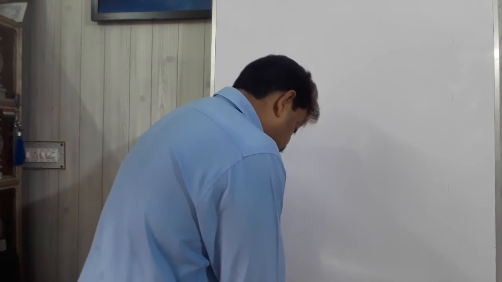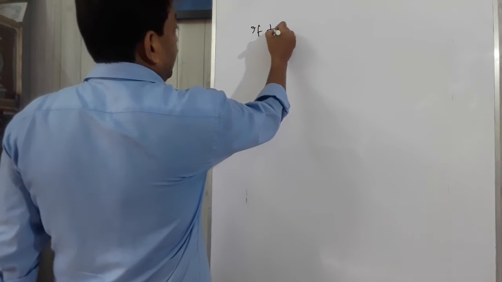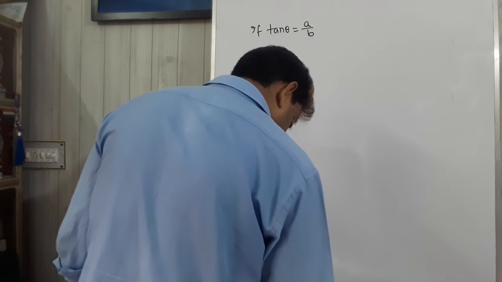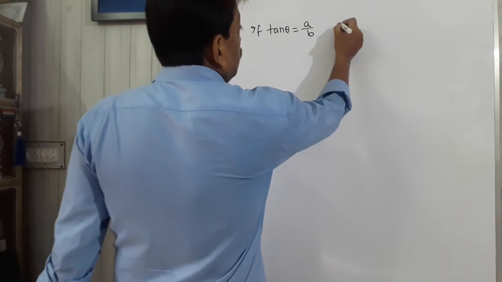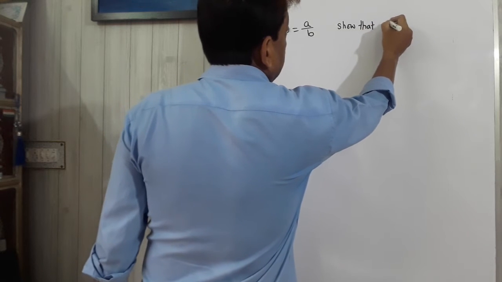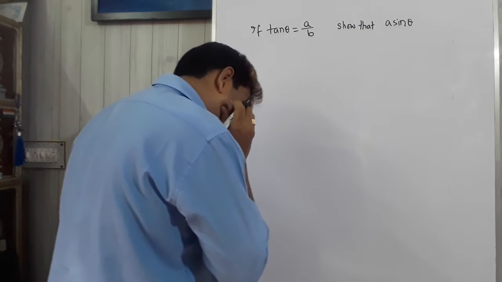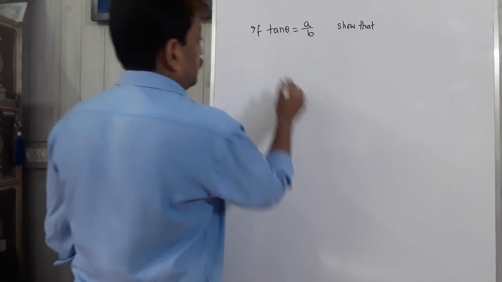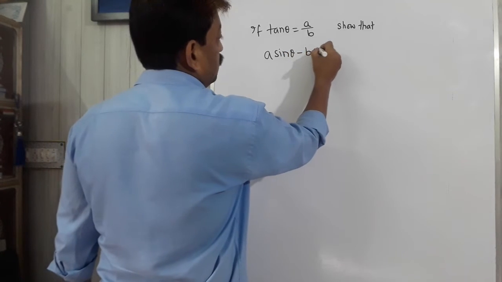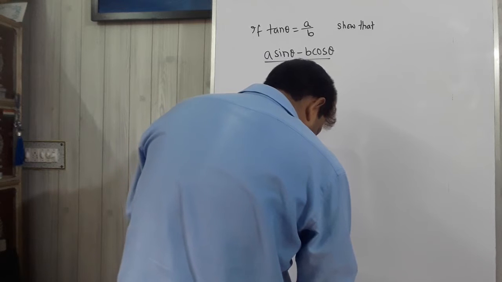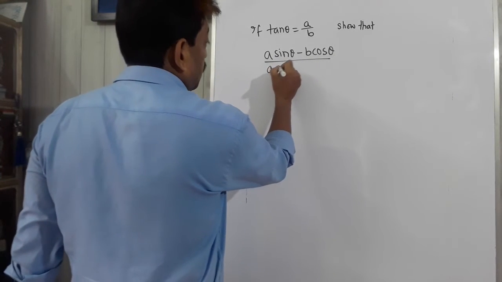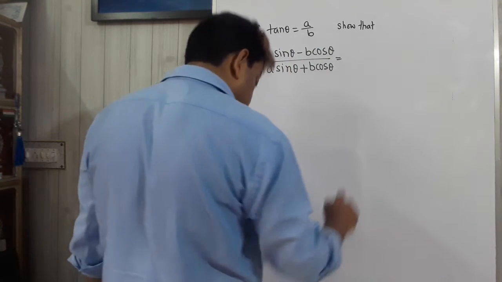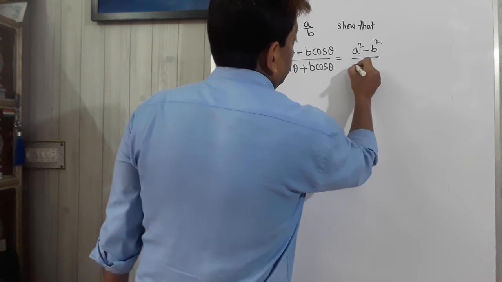So one more important question, students. It is given that if tan theta equals A upon B, then show that (a sin theta minus b cos theta) upon (a sin theta plus b cos theta) equals a square minus b square upon a square plus b square.